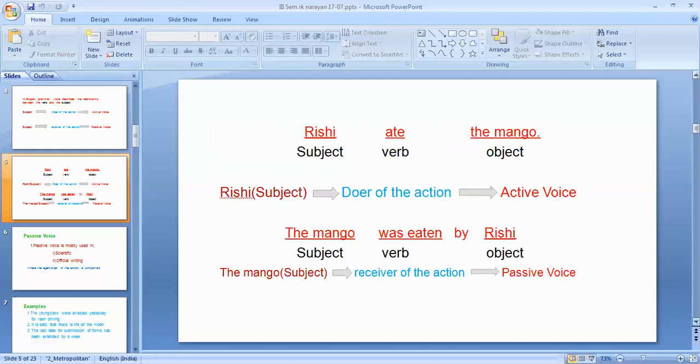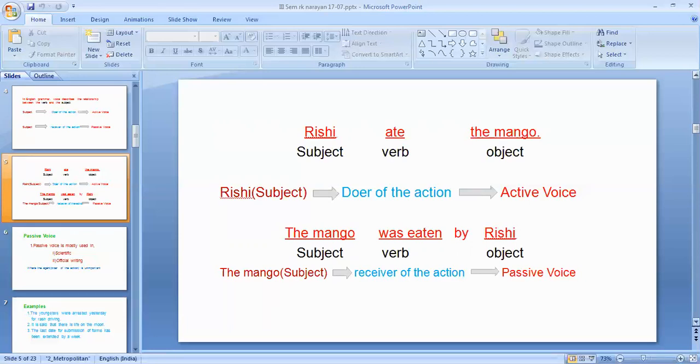For example, look at this sentence. Rishi ate the mango. So what is the verb in the sentence? Ate. Because the action is ate. The work that happened in the sentence, that is the verb. Who is doing this action? Who is the doer of the action? Rishi. And what is his position? He is the subject. So Rishi is the doer of the action. He is doing the action of eating, ate.